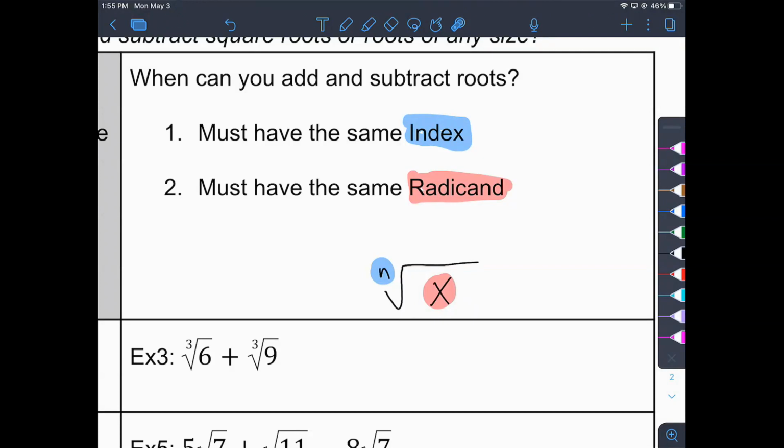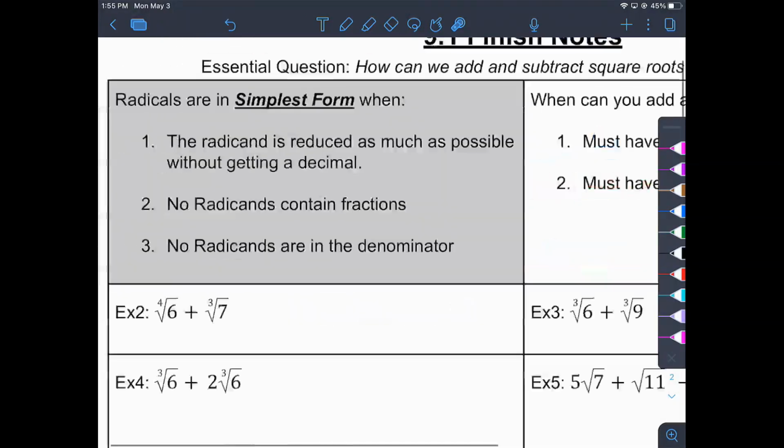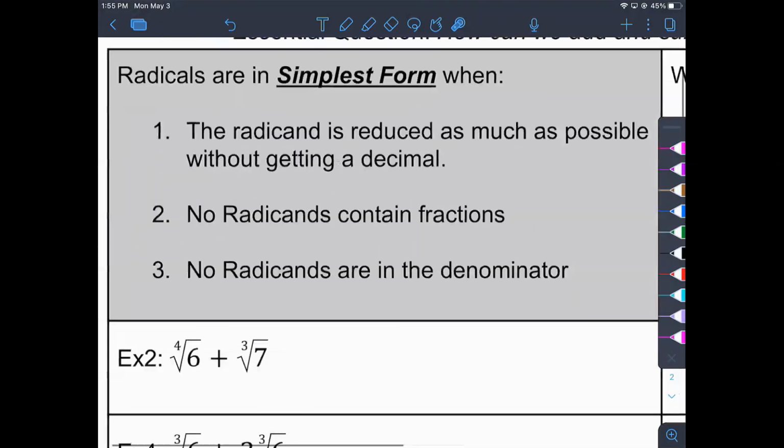Now, that's not to say that you can't try to make them the same, because our original rules of simplifying still apply. You still want to reduce them as much as possible. You still can't have fractions on the inside of the radicand. And there's no radicals in the denominator.